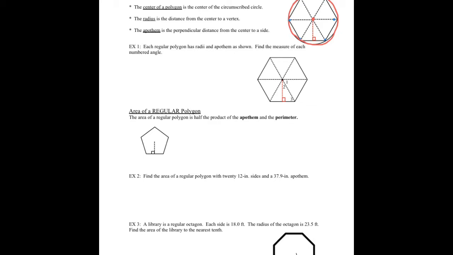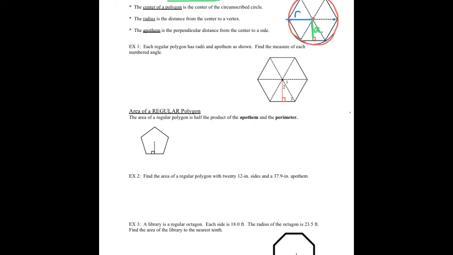Okay? The radius goes from the center to the edge of the circle, and it's also known as going from the center to the vertex of the polygon. And then we have the apothem. Now the apothem, we represent that with a lowercase a, is the perpendicular distance from the center of the polygon or the circle to the side of the polygon. Perpendicular distance.